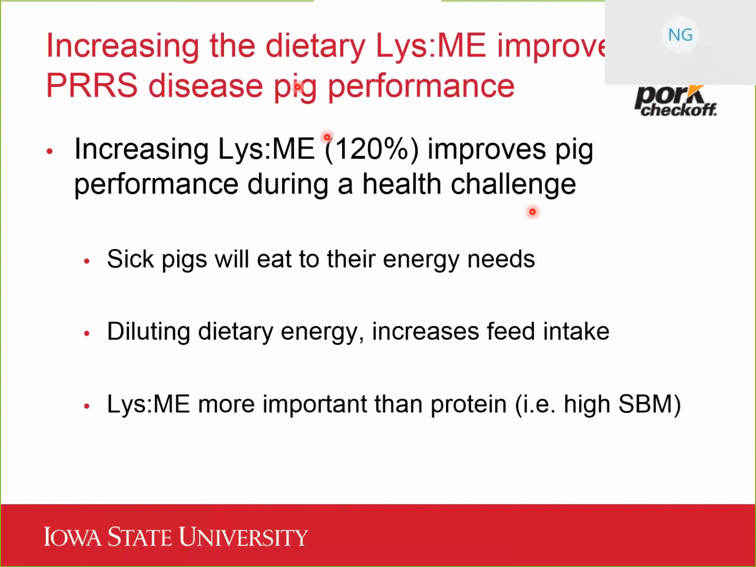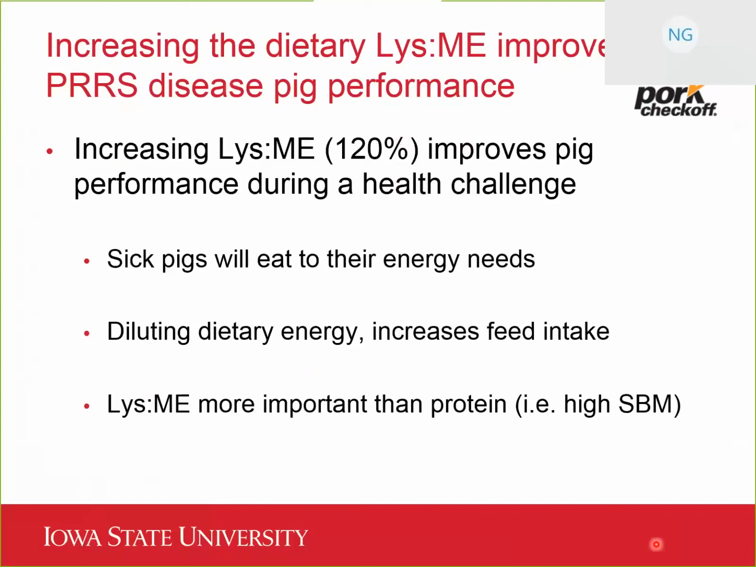And by far, this is the best, if we're talking about supporting pig growth during a health challenge from a nutrition standpoint: just changing the macronutrient composition, i.e. changing the lysine or amino acid to energy ratios, seems to be the best and most reliable way to actually improve growth performance during the health challenge period with PRRS.